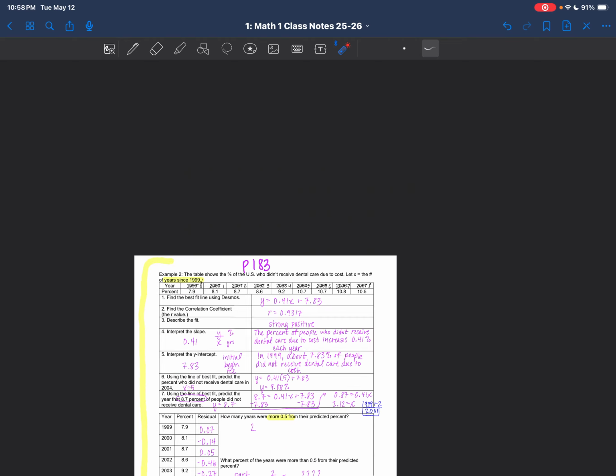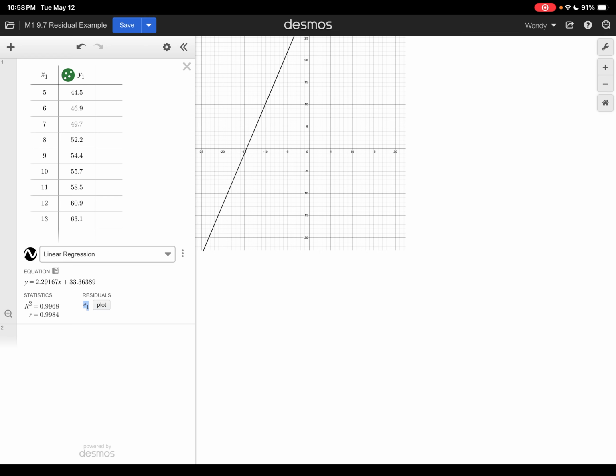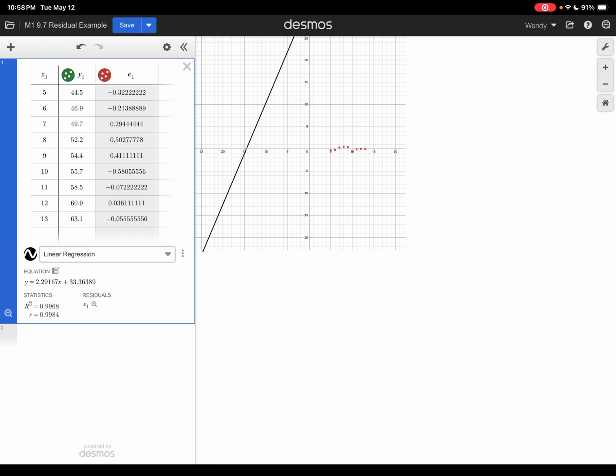on your Desmos. Let's go here. There it goes. All right. So just make sure you're careful with this. And then remember, once you do it, hit plot. It's going to give you the residuals. It's going to give you all that good information that you need.